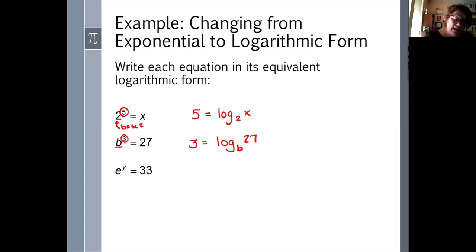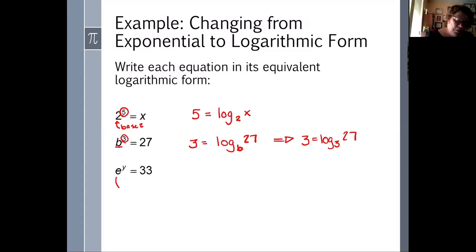So an equivalent statement to this one would be that 3 equals the log base 3 of 27. Because what do you raise 3 to get 27? You raise it to the 3rd power. All right, the last one.